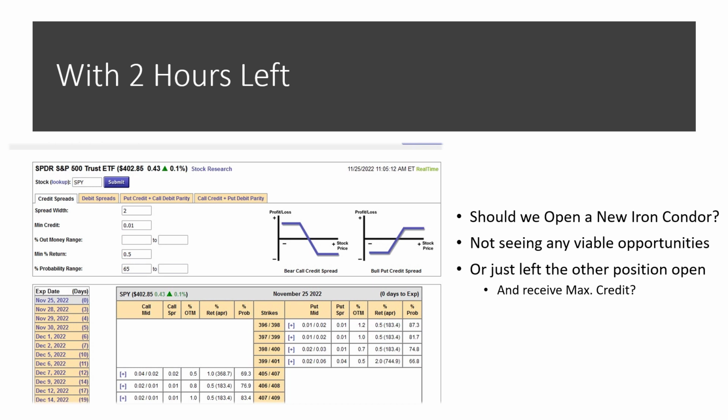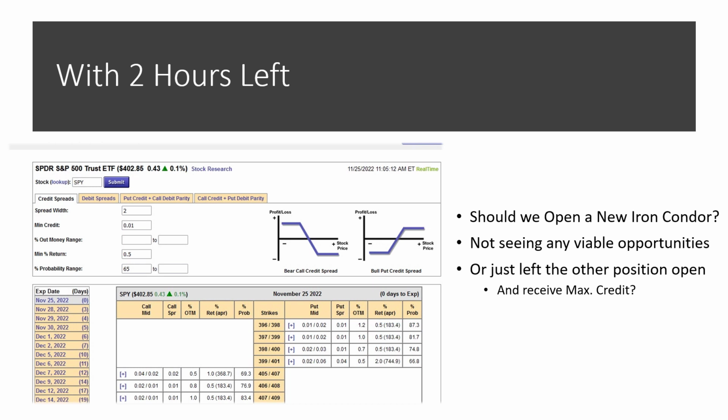Well, we use the spread chain to take a quick look. This allows us to view credit spreads together, debit spreads, or the parity trades of a bull put versus a bull call debit, and so forth. We put in a minimum probability range of 65%, minimum return, of course, and kept our spread width at 2. We did not see any real viable opportunities.